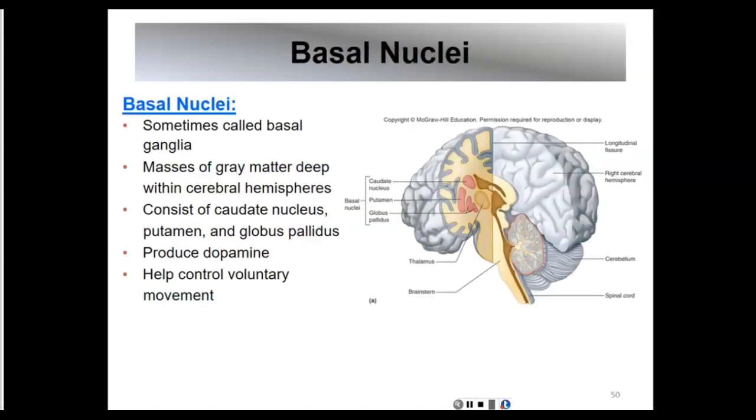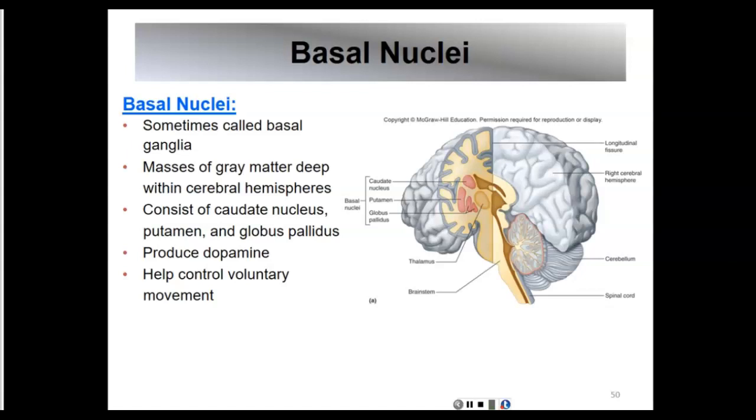Now, deep in the brain, in the cerebrum, we have a structure called the basal nuclei. Sometimes it's called the basal ganglia. It's masses of gray matter, and it consists of parts called the caudate nucleus, the putamen, and the globus pallidus. You don't need to know the names of them, just know that the basal nuclei is deep in the cerebrum. And I also want you to know that it produces dopamine. Dopamine is an important chemical for helping control voluntary movement.